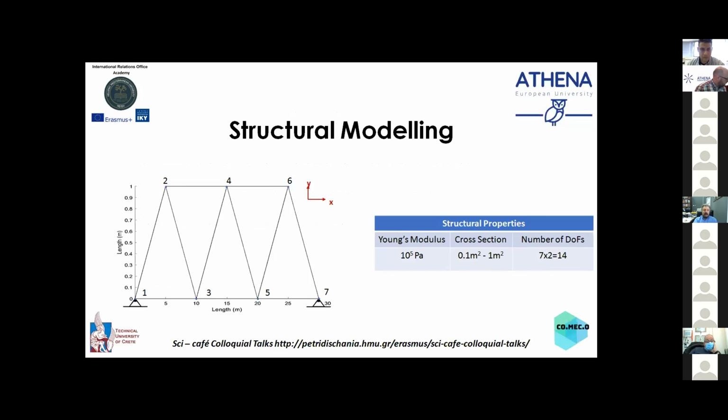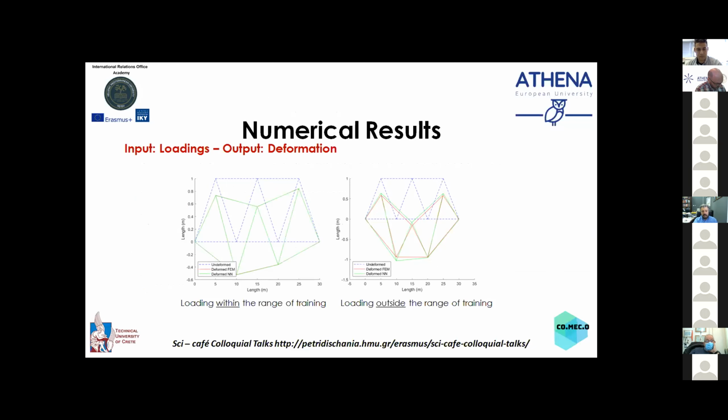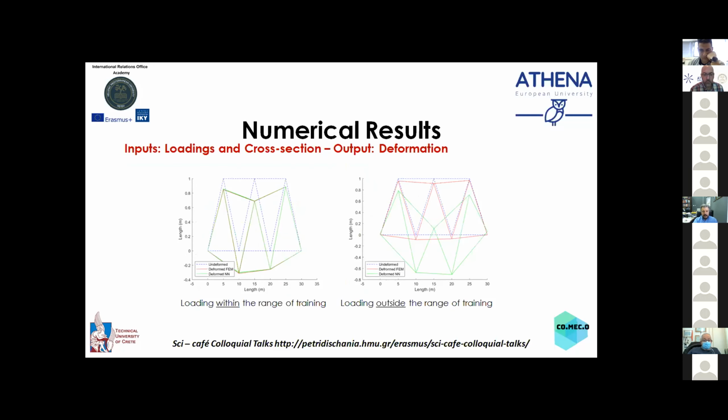Well, this simple problem is this truss, with different materials and different cross sections, and a neural network to solve it, to approximate the solution, and the comparison of the solution, the deformation pattern between loadings and deformation. Okay, I should have another picture which is not very effective here.